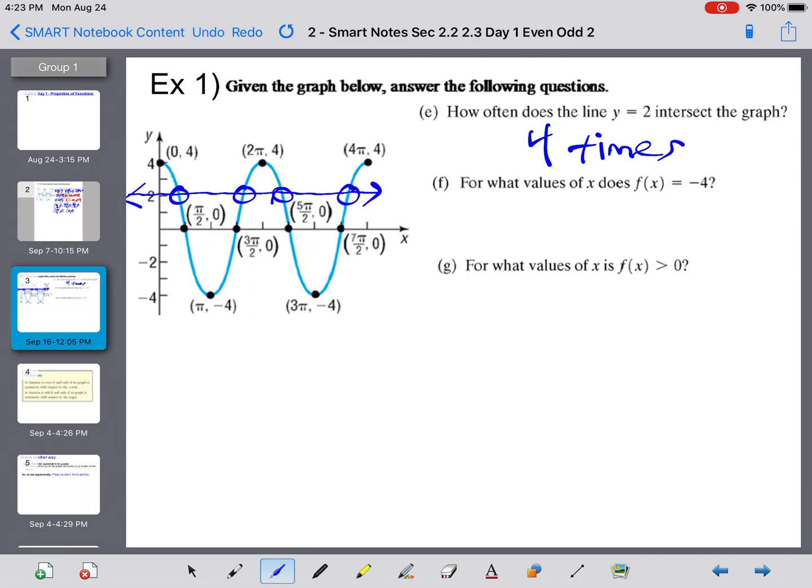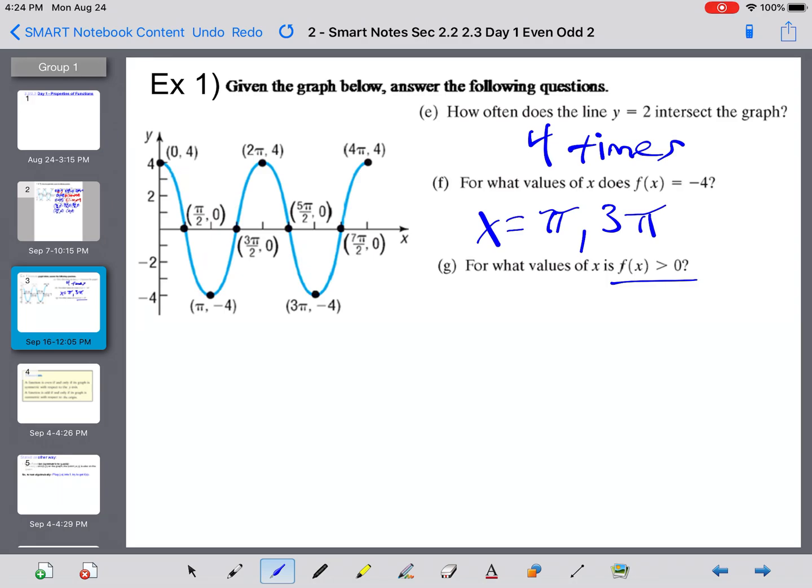All right, so if I look into my graph, I'm looking for y values of -4. On this domain, it happens twice, at pi and 3 pi. So this happens when x equals pi and 3 pi. Okay? For what values of x is f of x greater than 0?